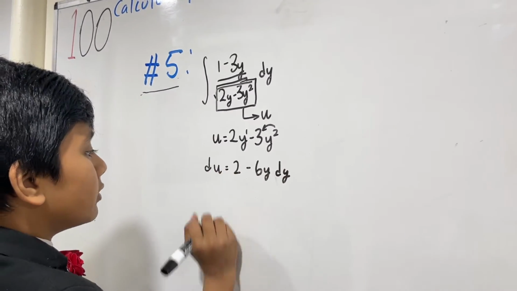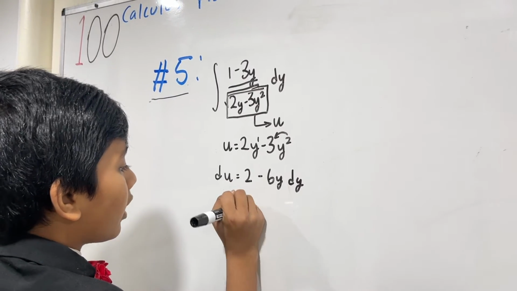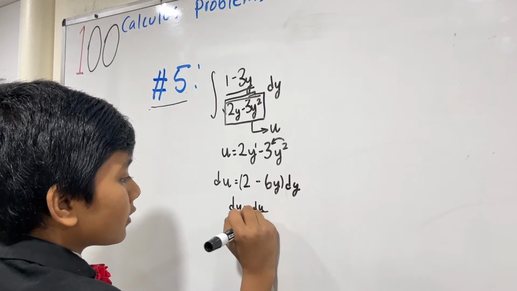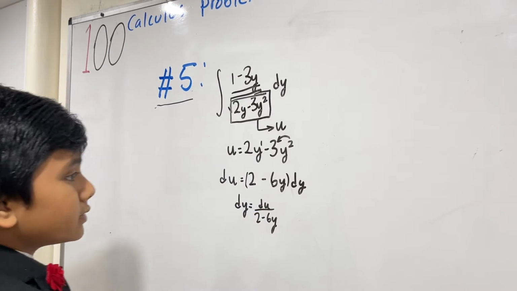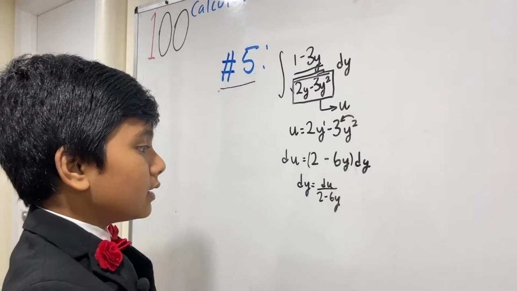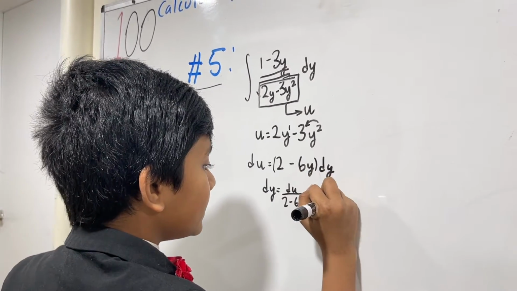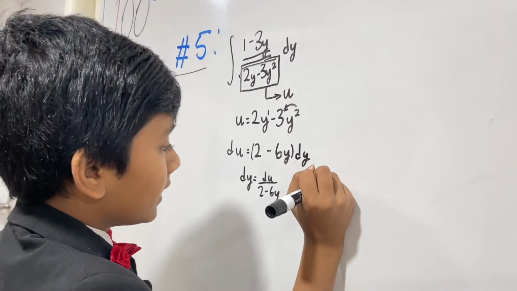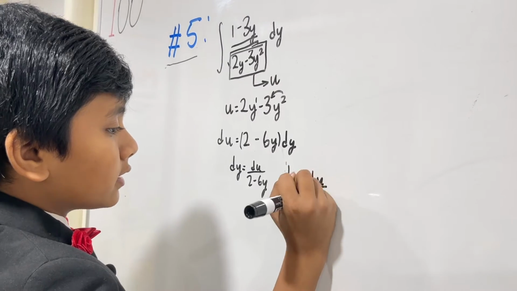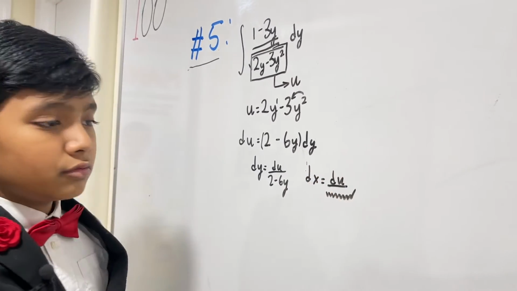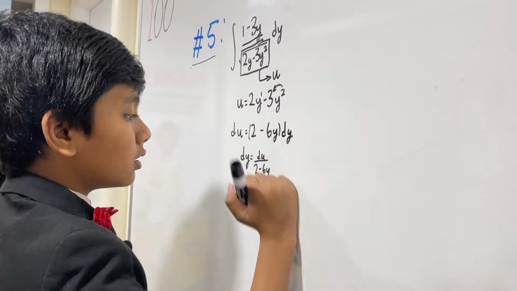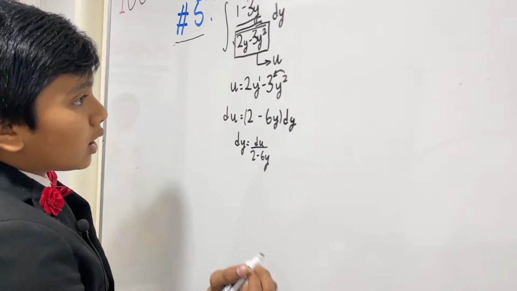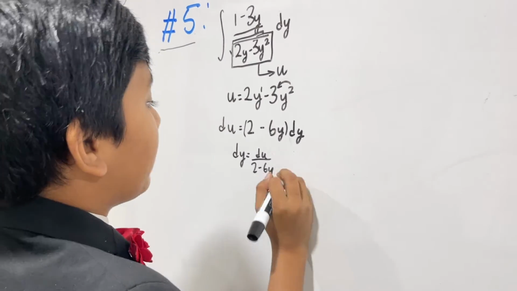So now what we do is we solve for dy, and it's probably pretty obvious how you do that. dy equals du over 2 minus 6y. As a shortcut, you can always just say that d times whatever variable you have is equal to du over the derivative of your u. So in this case, the derivative of our u is, of course, 2 minus 6y. So, we plug that back in.